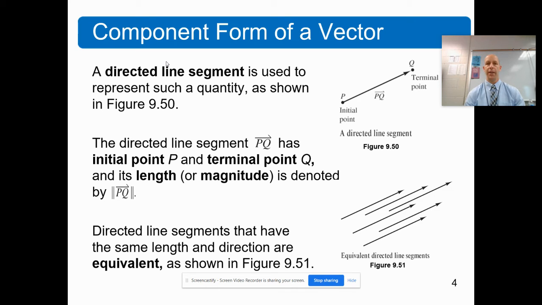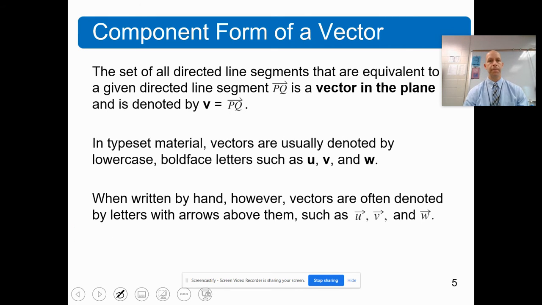The directed line segment PQ, that ray, has an initial point of P and a terminating point of Q. And its length or magnitude is denoted with what looks like a double absolute value symbol. The directed line segments that have the same length and the same direction are called equivalent. This is one of the key things that you need to keep in mind as we're doing these vector things.